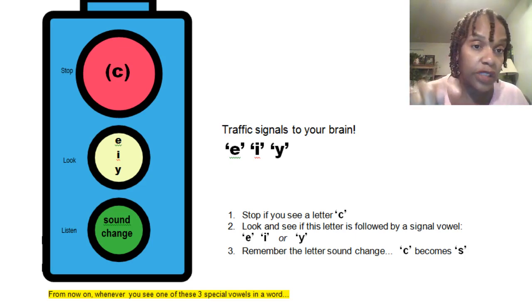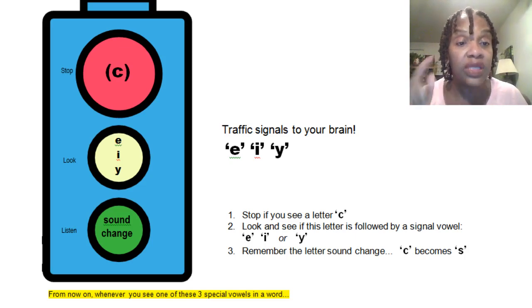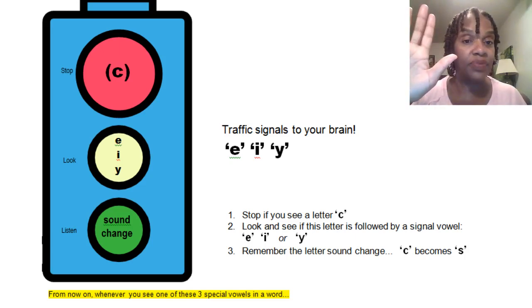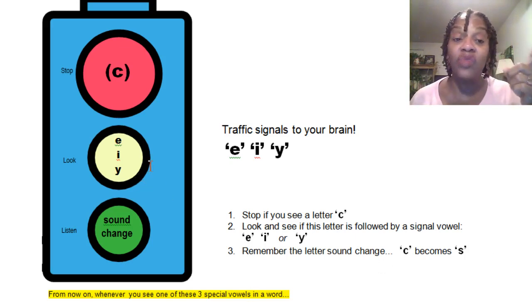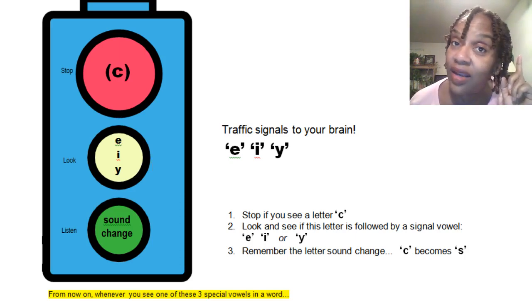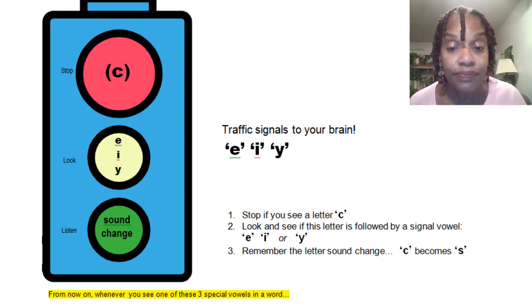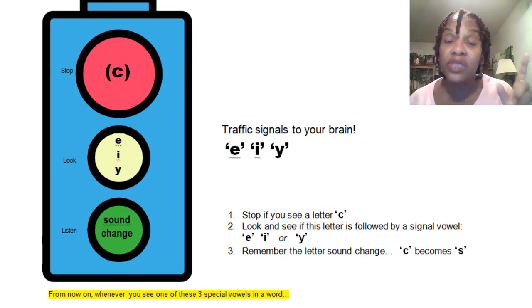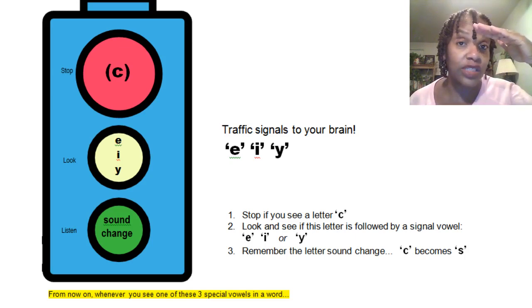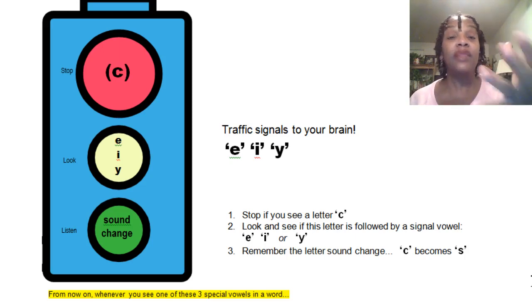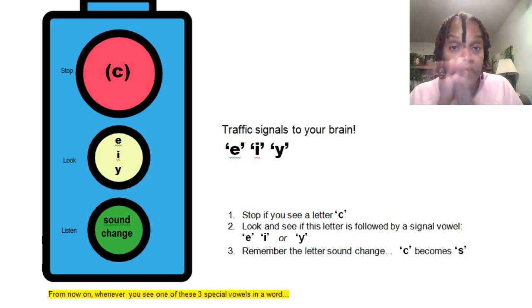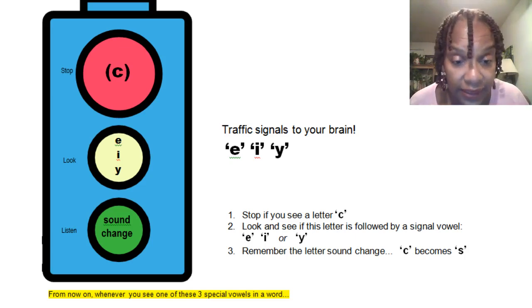So I want you to always think of this traffic signal. Whenever you see the letter C, I want you to stop. When you see the letter C, I want you to look for a signal vowel, E, I, or Y, and I want you to listen for the sound change, okay? All right? So again, when you see the letter C in a word, there's 3 things you're going to do. You're going to stop. You're going to look for a signal vowel, and you're going to listen for a sound change. Because remember, the sound change means that the letter C has turned into the S sound, all right? So that signal vowel, partnered together, turns that C to an S sound, all right? Good job.